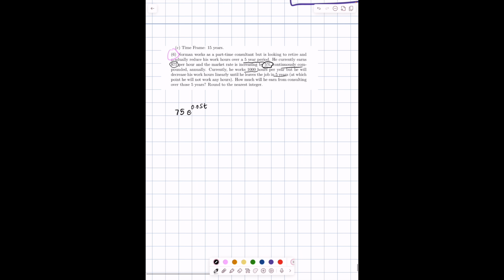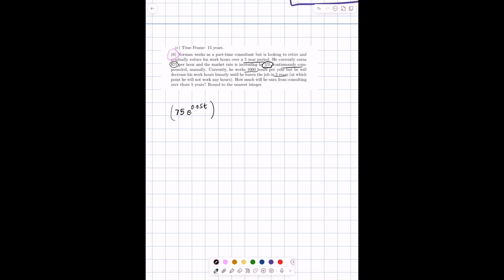And then we need to multiply this by this other function, because it's basically saying that the market rate, or the amount of money, is going up, but he's also cutting his hours, so the hours are going down. So we need to multiply these two numbers together. This is kind of the income stream.